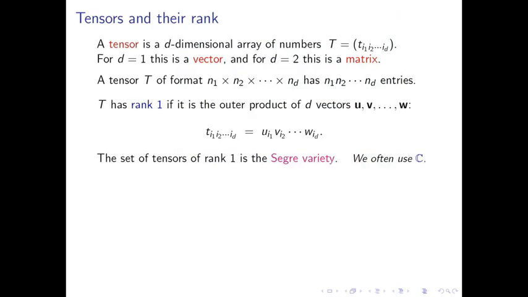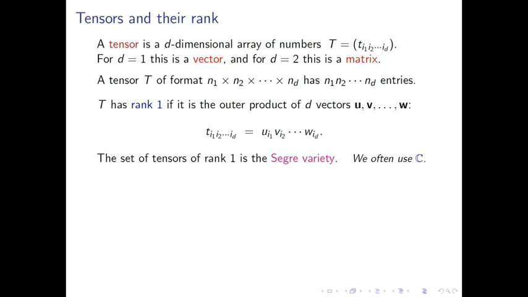So for me, a tensor is simply an array of numbers. So a d-dimensional array of real numbers or complex numbers, indexed by indices i1 up to id. Now if d is 1, we call this a vector. If d is 2, we call this a matrix, and so on. So a tensor of format n1 by n2 by up to nd has the product many entries, n1 times n2 up to nd.